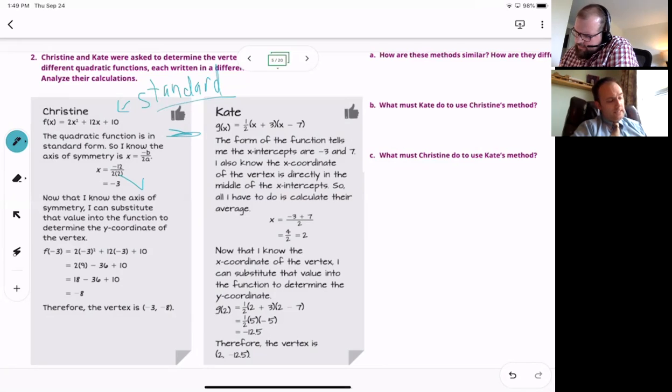It says, what must Kate do to use Christine's method? Is that just that they have to multiply? She has to multiply it out? Yeah, I think so. Because if you look at the difference between their methods, it's really from where they start. And for Kate to get to Christine's method, and we've done a bunch of multiplying like this before, where we do this double distribution to make it look like it's in standard form. And then same idea for Christine, except backwards.